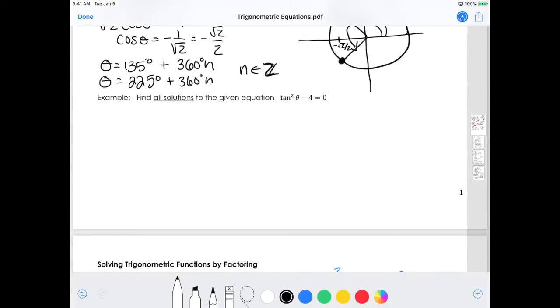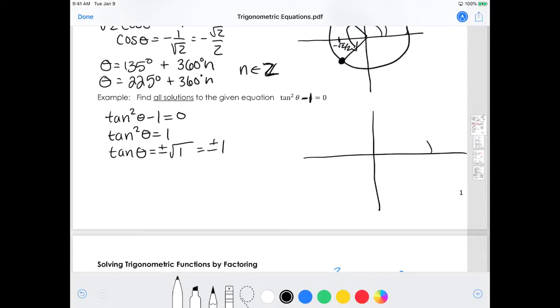Okay, for the last example in solving the basic trig equations, we're going to find all solutions to the equation tangent squared theta. Actually, I'm going to change that to tangent squared theta minus 1, so that way it comes up on the unit circle. We're going to solve tangent squared theta minus 1 is equal to 0. So we first have to isolate tangent. So I'm going to add 1 to both sides and then square root both sides. When I square root both sides, I get tangent is equal to plus or minus the square root of 1, which is plus or minus 1.